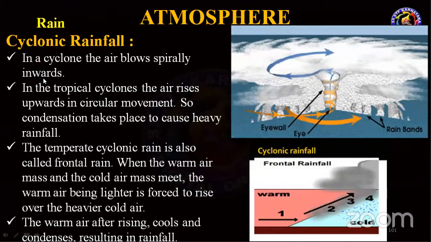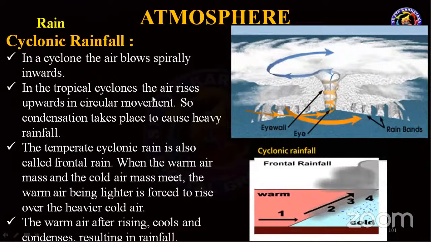Then next here, the third important type of rainfall is cyclonic rainfall. Cyclonic rainfall happens because of the cyclones. You know what we mean by cyclones here. In a cyclone, the air blows spirally inwards. It means in the cyclones, the wind always blows from a high pressure area to a low pressure area. Cyclones have a low pressure area in the center. Because of that, from the surrounding high pressure area, winds always blow toward the center, the low pressure area there.